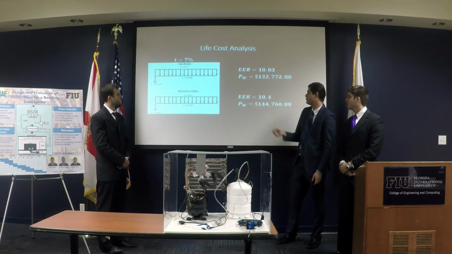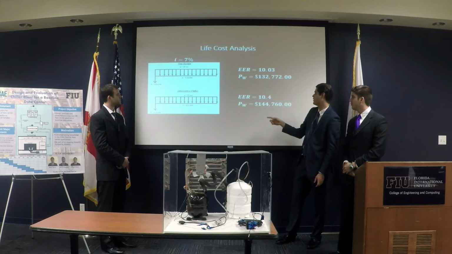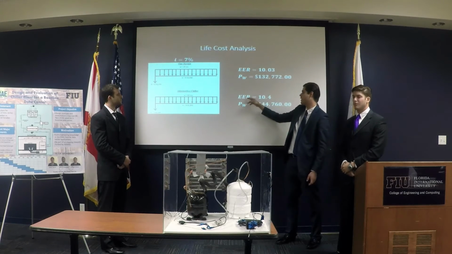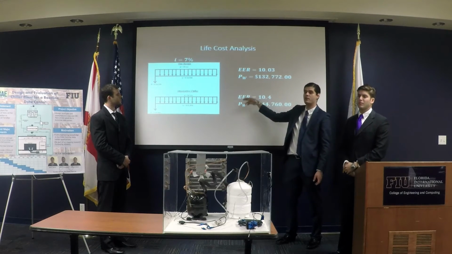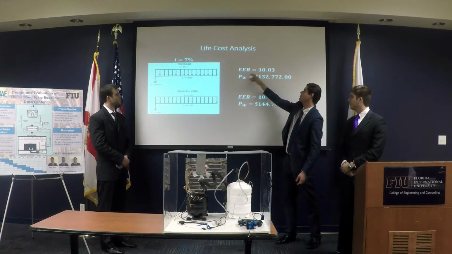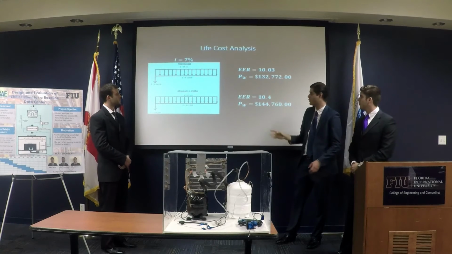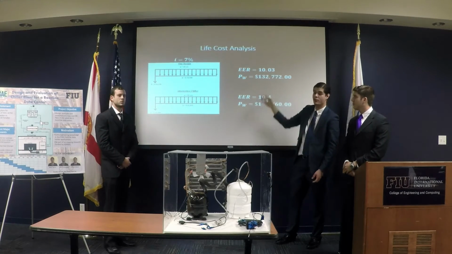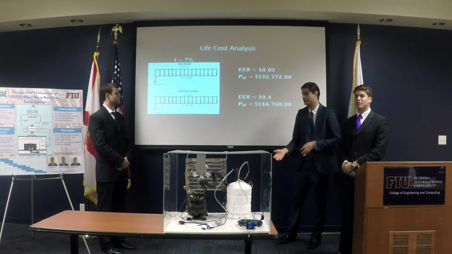The alternative by JM Chiller gave us an EER rating of 10.4. This is the energy efficiency ratio. And our energy efficiency ratio was 10.03. So clearly, as you can see, our chiller is less efficient than the alternative.